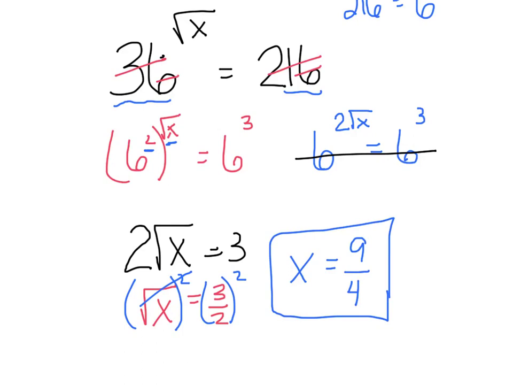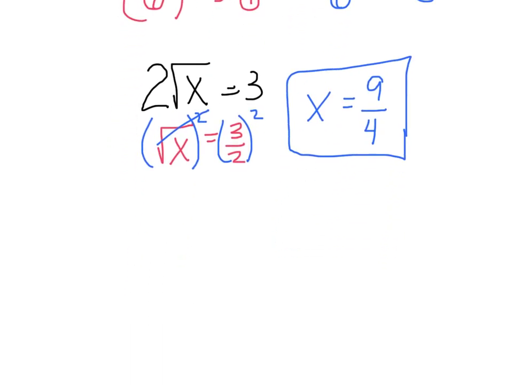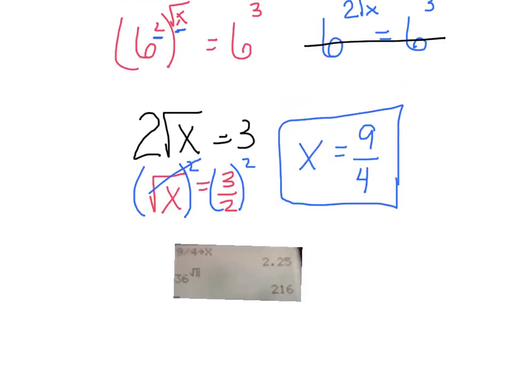Now I do need to quickly check, so let's grab that calculator, store it in, and see what happens. And you can see on my screen there I stored my 9/4 into x. I got some lovely decimal, typed in my 36 to the radical x, and got 216. So 216 equals 216, and this equation checks.